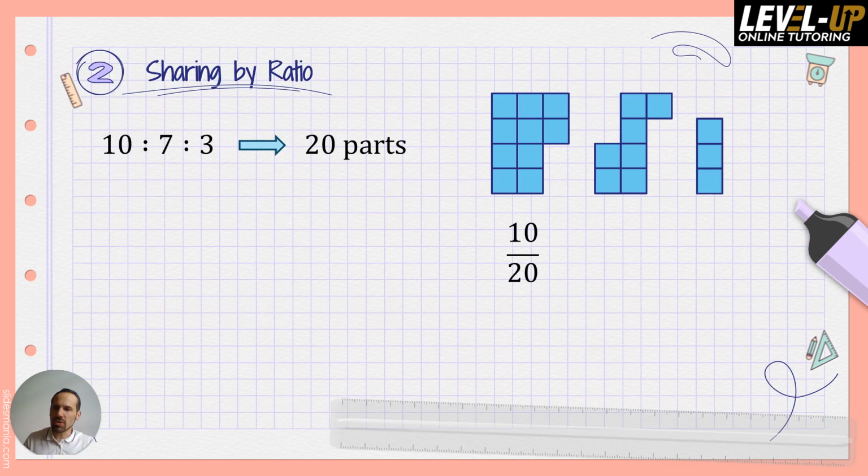And so if we wanted to put this as a fraction, the first part of the ratio is 10 out of the total of 20. The next one is 7 out of the total of 20. The final one is 3 out of the total of 20. So this gives us a way of converting from ratio to fractions.